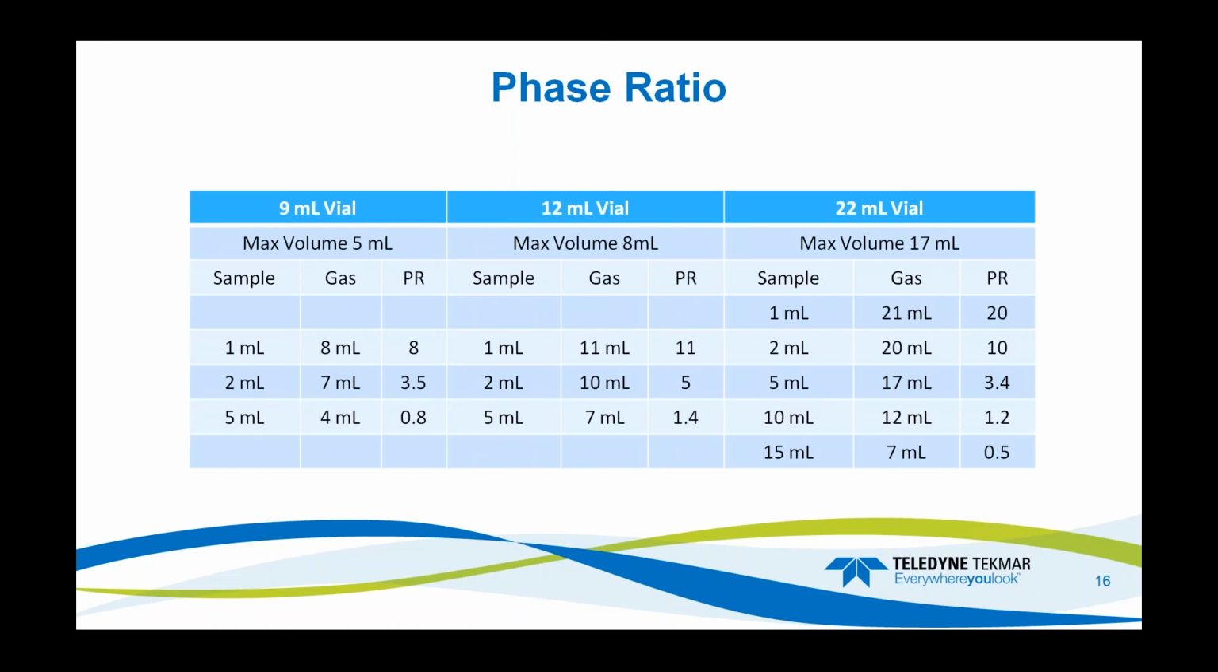Moving on to the phase ratio. In a 9 mil vial, the maximum volume that we can put in there is 5 mils. For a 12 mil vial, we can put 8 mils. For 22 mil vials, we can put 17 mils. So what we did in this experiment was we took a standard concentration of some environmental samples in water. We added that to the vials in 1, 2, 5, 10, and 15 mil increments. Then we calculated the phase ratio by taking the volume of the gas divided by the volume of the sample.